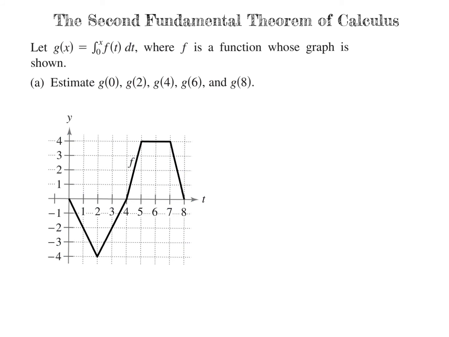This next example is one involving a graph. We are told that g of x equals the definite integral from 0 to x of f of t dt, where f is a function whose graph is shown. So here we can clearly see this is the graph of f.